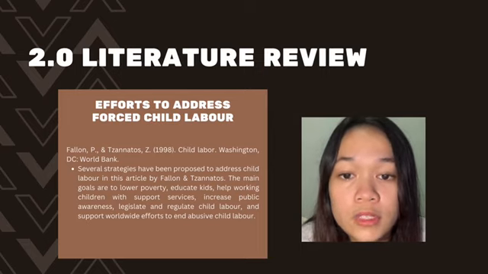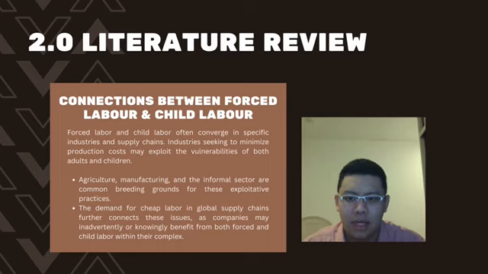Forced labor and child labor often converge in specific industries and supply chains. Industries seeking to minimize production costs may exploit the vulnerability of both children and adults. Agriculture, manufacturing, and the informal sector are common breeding grounds for this exploitative practice. The demand for cheap labor in global supply chains further connects this issue, as companies may inadvertently and knowingly benefit from both forced and child labor within their supply chains.